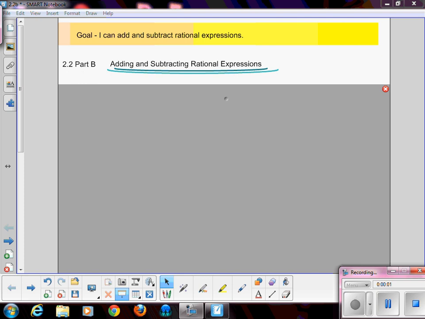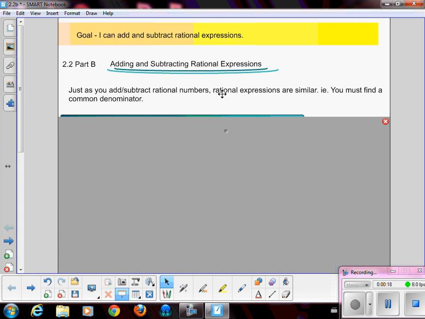All right, so today what we're looking at is I can add and subtract rational expressions. Now, the reason we're doing the adding and subtracting after the multiplying and the dividing is because it requires a little bit more thought on our part. The reason being that it's based on just as you add and subtract rational numbers, in other words, fractions, rational expressions are similar.